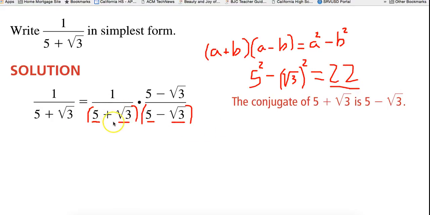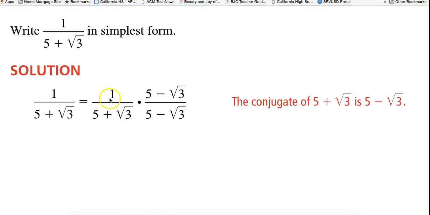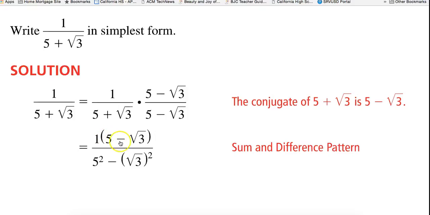multiplying your denominator by its conjugate gives you this nice whole number in the denominator. You get rid of your radicals. Because you turn it into this difference of squares form, you're always going to have a nice integer or whole number as the denominator. And if you look at the numerator, when you multiply 1 times 5 minus root 3, you're just going to end up with 5 minus root 3 on top. So your problem is going to be 5 minus root 3 over 22.